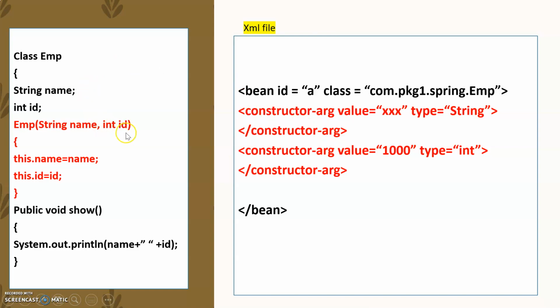Another argument we have in Employee is an integer. So constructor argument value is equal to 1000, type is equal to int, and 1000 goes to the respective argument in the Employee constructor. This is how we pass the value from the XML file to the Employee class. Let's see an example in Eclipse.